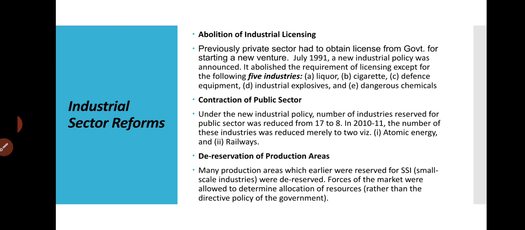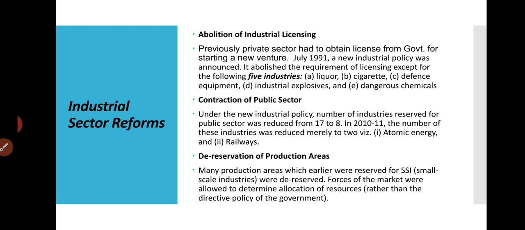The next reform was contraction of public sector. We have seen that before 1991 the government mainly focused upon the public sector, but these public sector units were underperforming. So because of that, now it was thought that the government will contract the area or the sphere of public sector. In the new industrial policy, the number of industries reserved for public sector was reduced from 17 to 8, and in 2010-11 the number of these industries was reduced merely to 2. Now only 2 are there, that is atomic energy and railways.